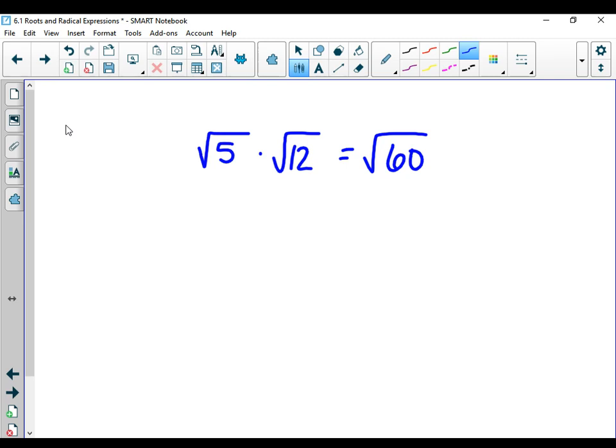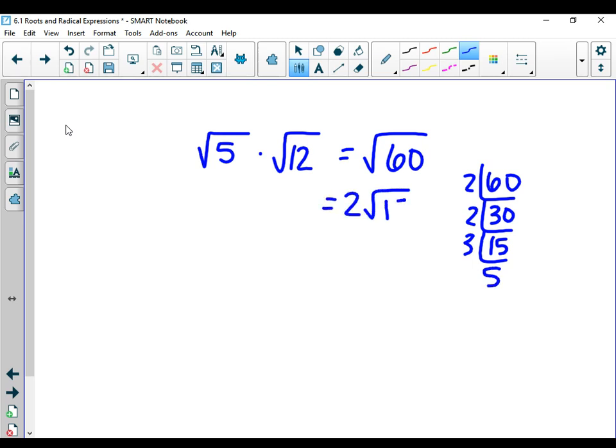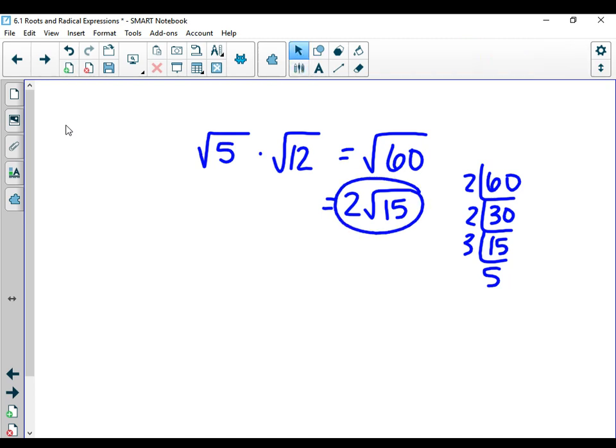Now I can do what I've been doing for 35 times now, it feels like. I can break down the square root of 60, okay? So I can just go through and start dividing. So then I end up with 2 square root of 15. So the property says I can multiply those together. They have the same index. I'm good to go. Okay.